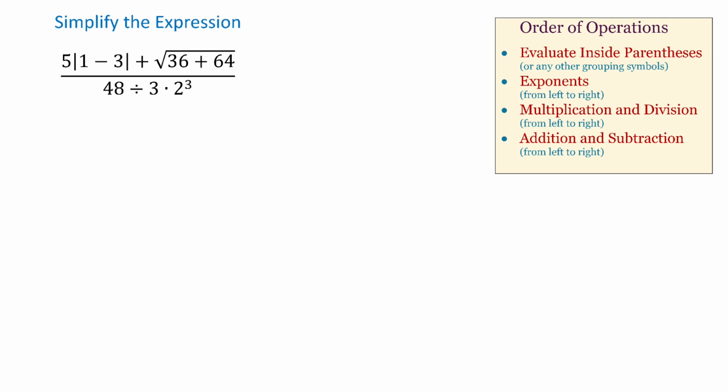If the expression has any grouping symbols, like parentheses, then we need to perform the operations inside the grouping symbols first. If the expression has exponents, we need to evaluate them before multiplying, dividing, adding, or subtracting. Next, multiplication and division have to be evaluated from left to right, and the last operations to be performed will be addition and subtraction. In this expression, we have an absolute value and a square root.